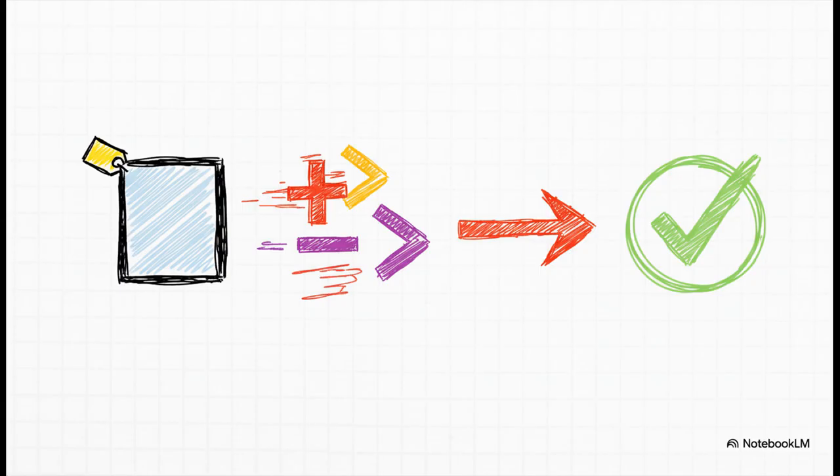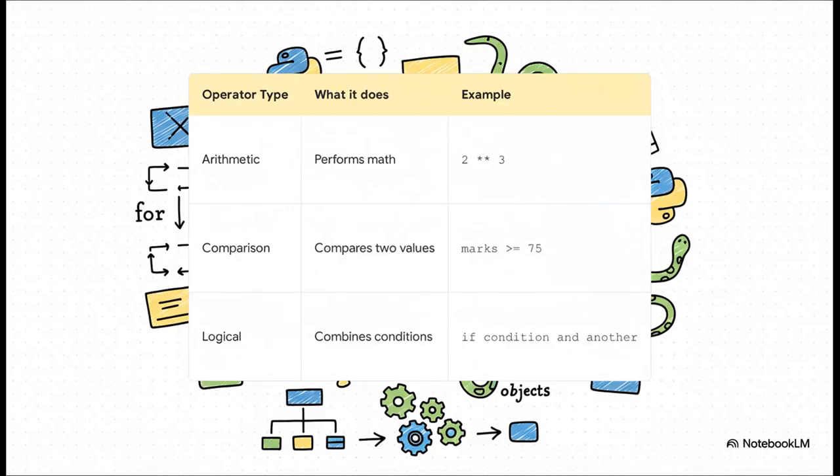Okay, so if variables are our nouns, the things, and data types are kind of like our adjectives describing them, we're still missing something, right? We need action. We need verbs. And in Python, our verbs are called operators. Operators are what let us actually do things with all our data. We've got arithmetic operators for all the math stuff, like adding and subtracting. Then we have comparison operators to check things, like, hey, is this score greater than or equal to 75? And we've got logical operators to combine these checks, like, is the user logged in and are they an admin?